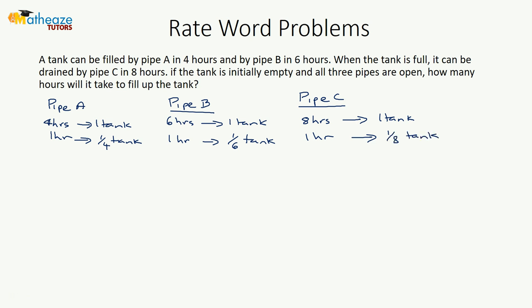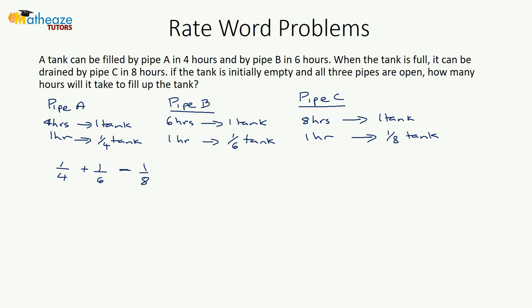So now, when they are all working together, so pipe A plus pipe B, but then pipe C is draining, so it's going to be minus. So we have 1/4 plus 1/6 minus 1/8. This is when they work together. If they're all working together, this is what you should see for the effort in 1 hour.